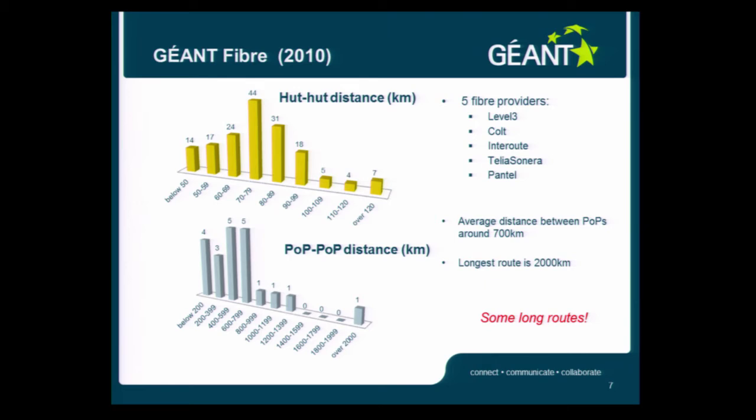This was the Giant fiber footprint, the details we had. This is what we had to migrate. There were 5 different fiber providers: Level 3, Colt, Interroute, Telia Sonera, and Pantel. This is the distance between the huts. There were, I think, about 126 huts in total where Infinera had to go and replace the Alcatel amplifier and put in their own. For POP distances, there were some long routes. There's one of 2,000 kilometers, the only one. I think it was Copenhagen to Madrid to Geneva, or Copenhagen to Frankfurt. One of those. Most of them were between 700 and 800.